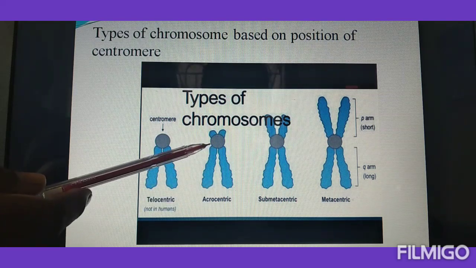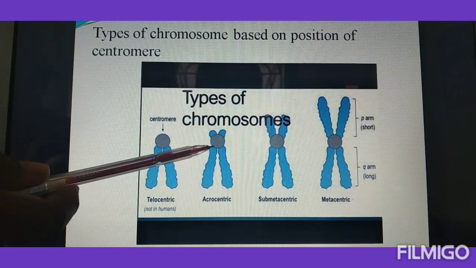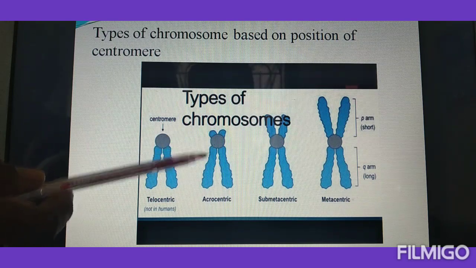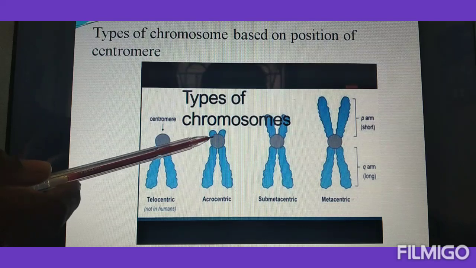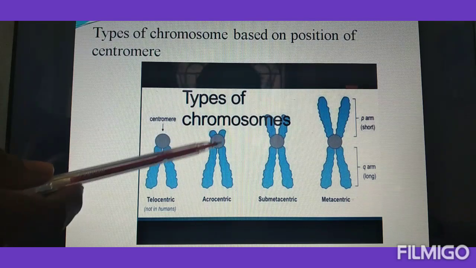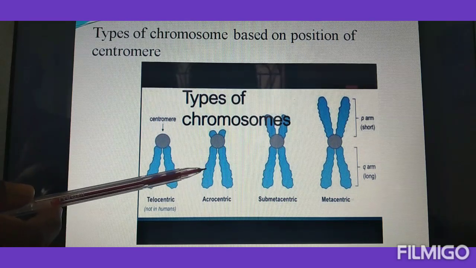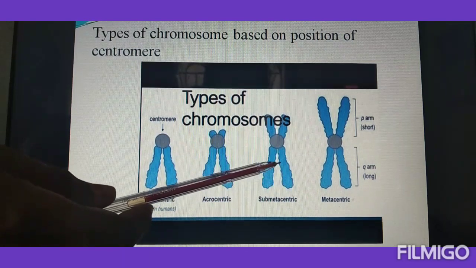The next is acrocentric. Here the centromere lies near one end, and the chromosome has a very small arm and a long arm. Beyond the centromere, a very small arm is there and one long arm is there. So this is also a rod-shaped chromosome. This is acrocentric.